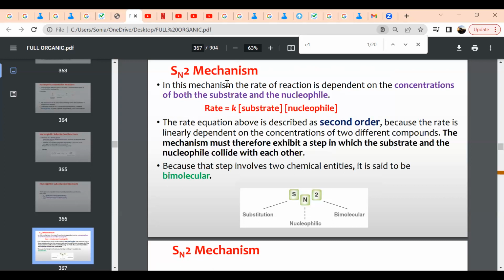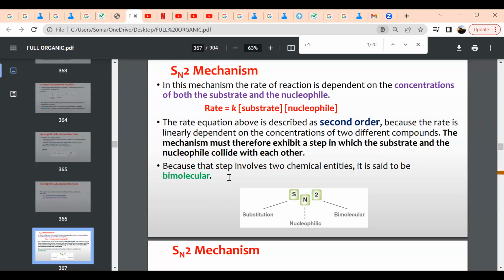Okay, for the SN2 reaction, if you remember this mechanism, usually the rate of the reaction is dependent on two factors, hence the term SN2. It's dependent on the substrate and also the nucleophile. So the rate equation is usually described as second order. So the rate of the reaction is dependent on substrate and nucleophile, and that's why it's described as second order. It's linearly dependent on the concentration of two different compounds.